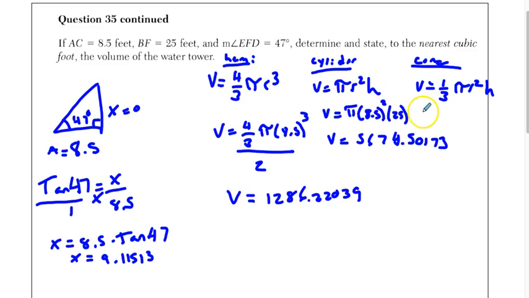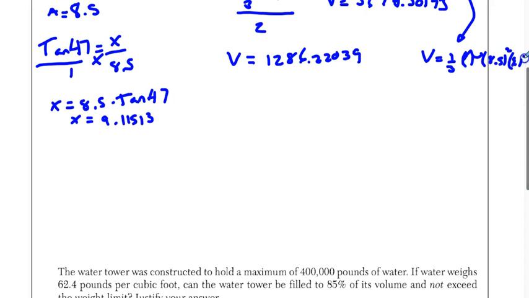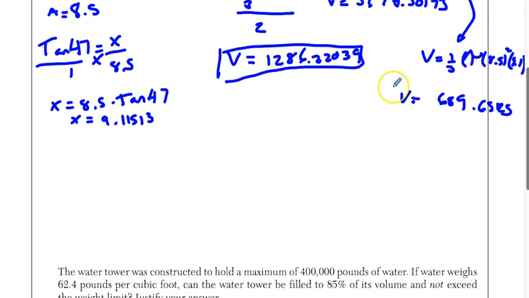And for the cone, we're going to do the volume is, all right, let's move this down here, 1/3 times pi times the radius, which is 8.5, that's squared, times our height, which is, oh man, I'm running out of room, 9.11. Put all of that number in there, okay? And what you should get is the volume is equal to 689.65125.